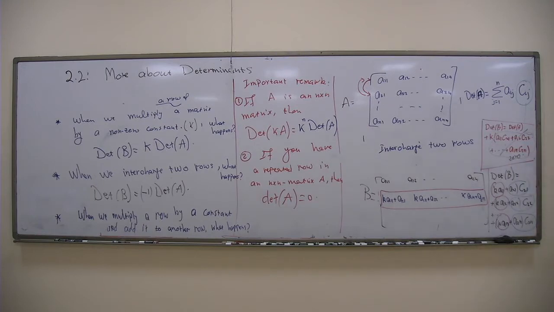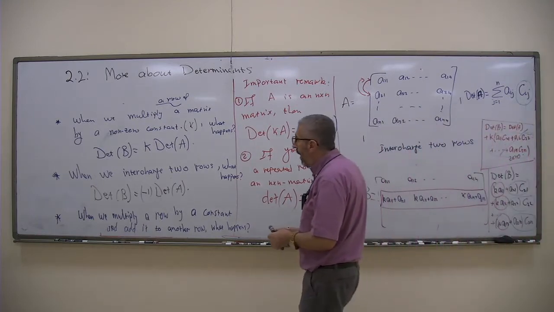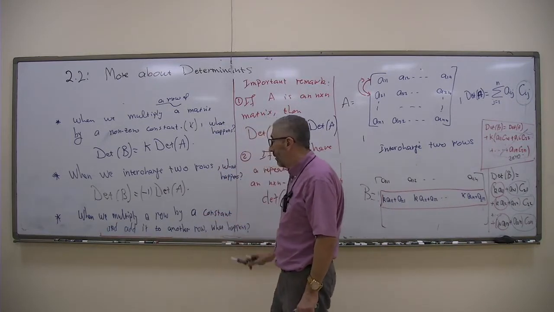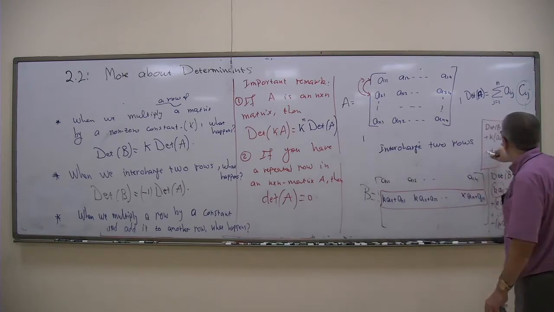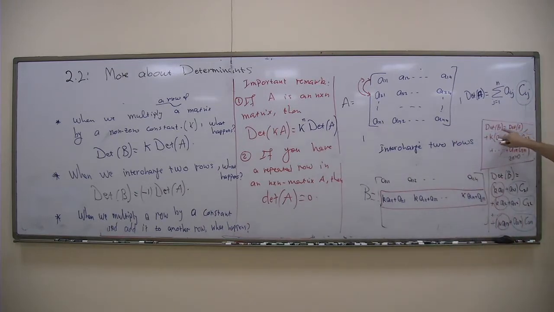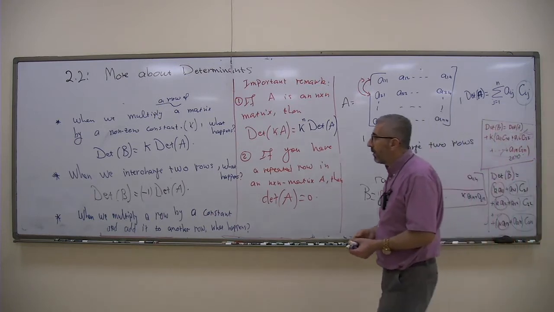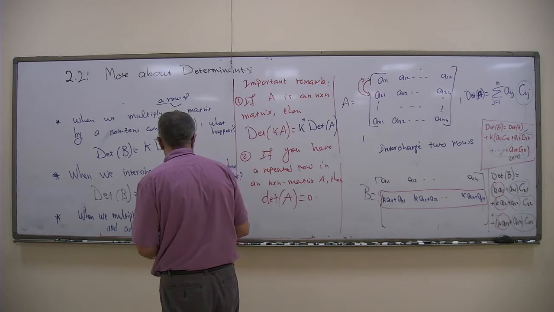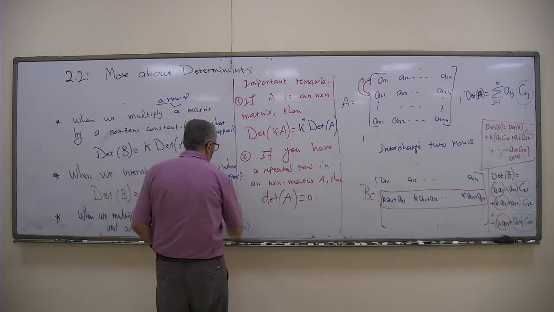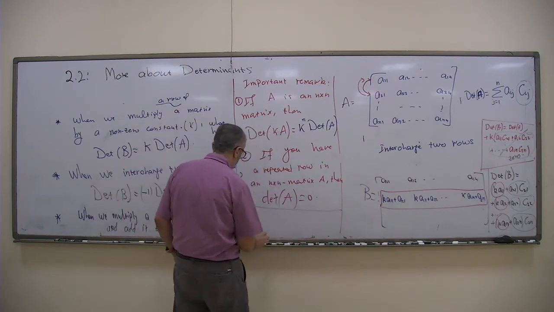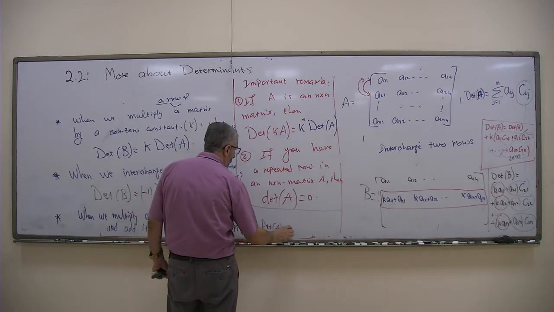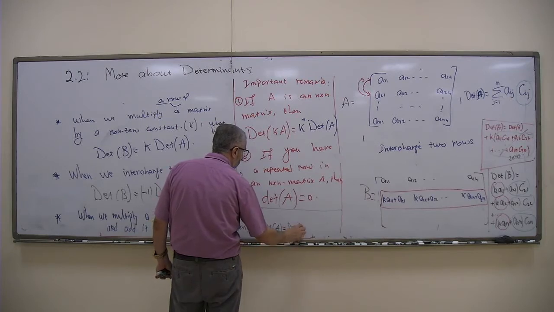Okay, so now what is the effect of multiplying a row by a constant k and add it to another row? Well, it is going to be, this will be 0, so you get determinant A equals determinant B. Okay, so here you get same determinant. Let me write it here. Determinant of A equals determinant of B.